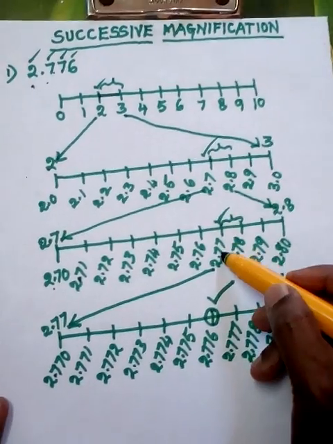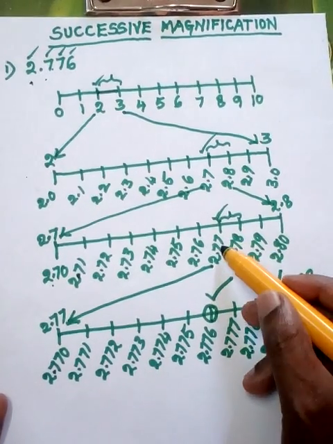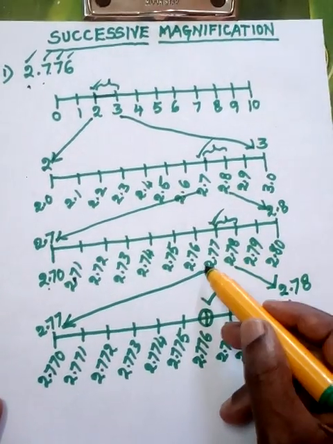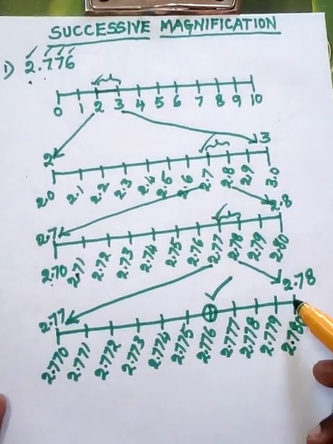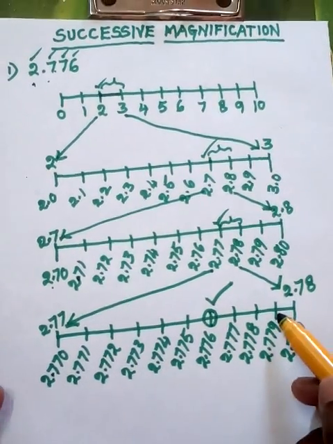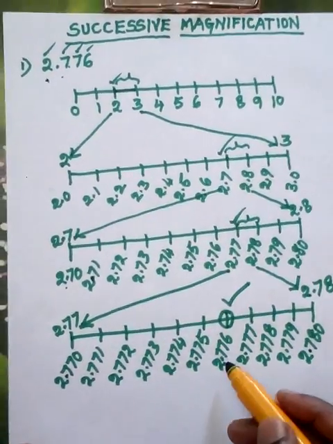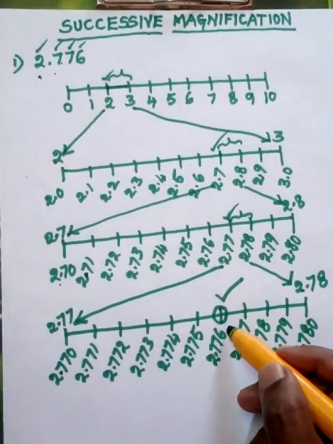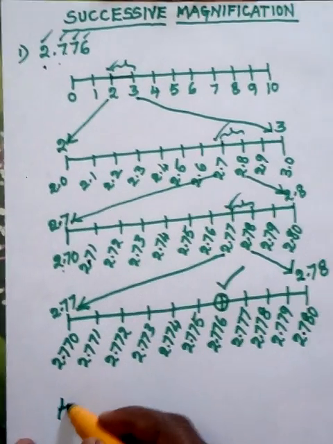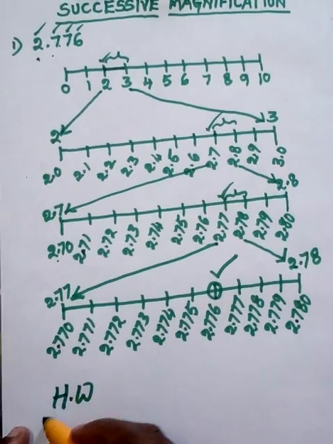Then you take the second decimal place, 2.77 and 2.78. After taking this, you zoom in and make 10 more parts. On that number line you can mark the required number. So this is the successive magnification method.